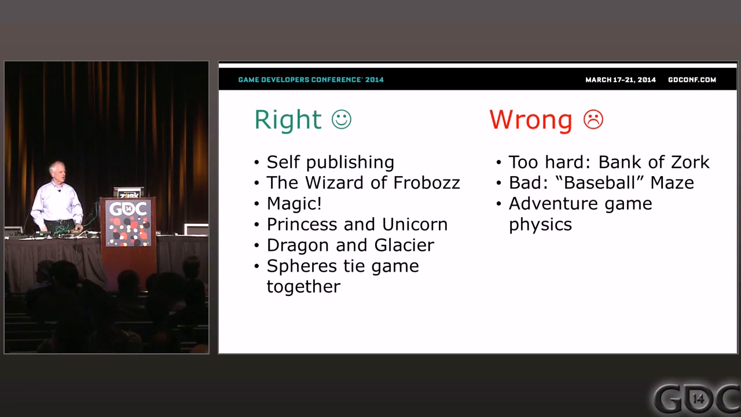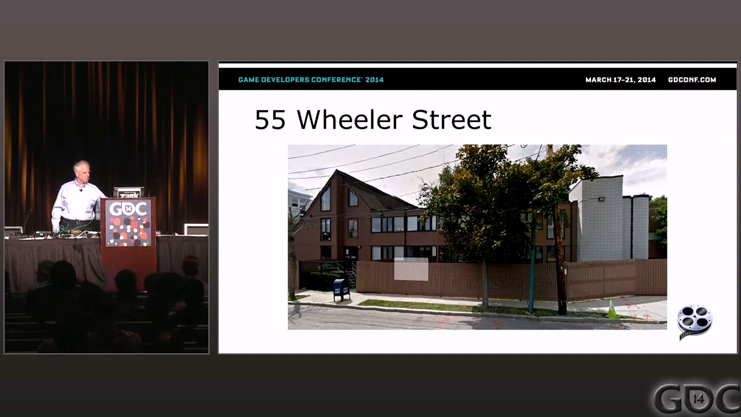We had the wizard. We were self-publishing, and we were having so much fun self-publishing because we got input into the packaging. No barbarians, get rid of them. And then we moved to 55 Wheeler Street, which was the first time we had actually been anywhere other than in our own homes.